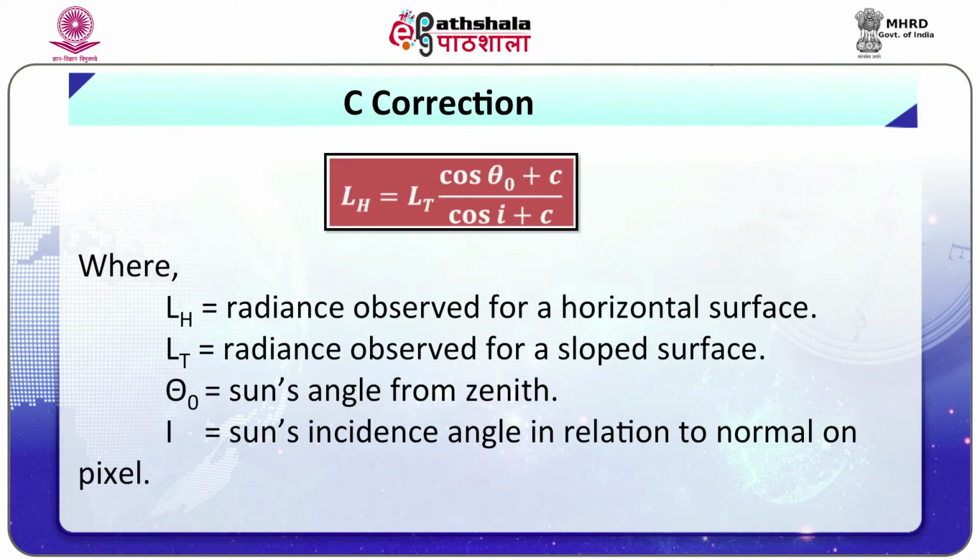C correction. In this method, an additional adjustment to the cosine correction is added, which modifies the correction to C correction as given in the equation below. C correction: C increases the cosine I and thus weakens the correction of faintly illuminated pixels.